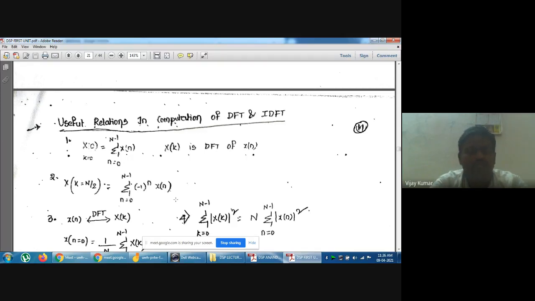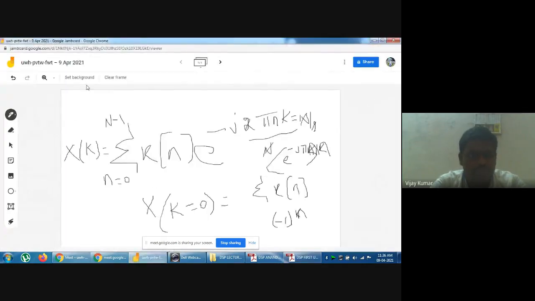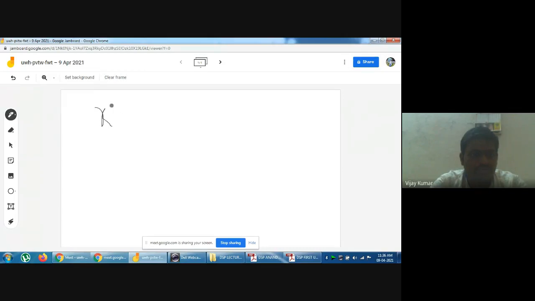So an 8-point DFT is given to you. You need to compute 8 values. It consumes a lot of time. So you need to verify whether my answer is correct or not. You can verify for these 2 values. X of k equal to 0 will be sum of all values. X of k equal to n by 2 will be alternate minus plus. So I will show you. See here. See if x of n is given to you. Its value is 1, 2, 3, 4.